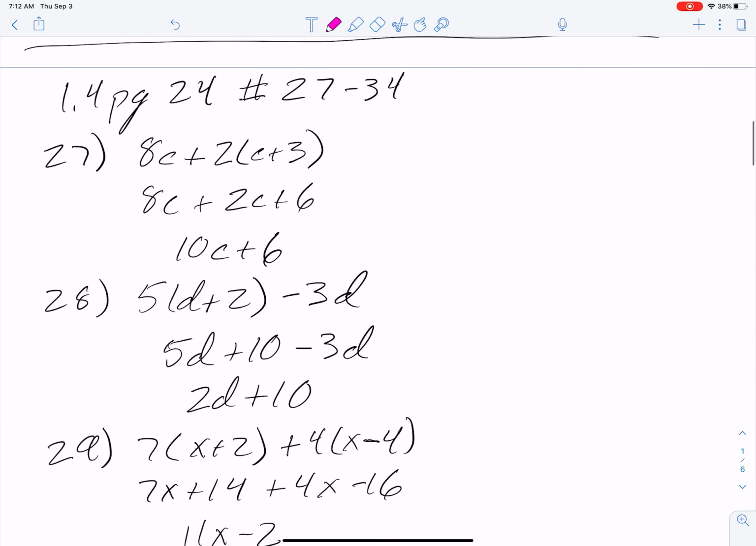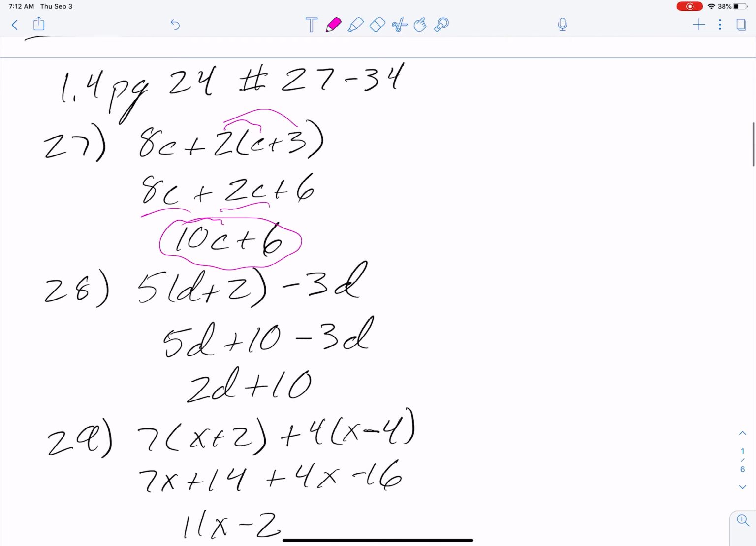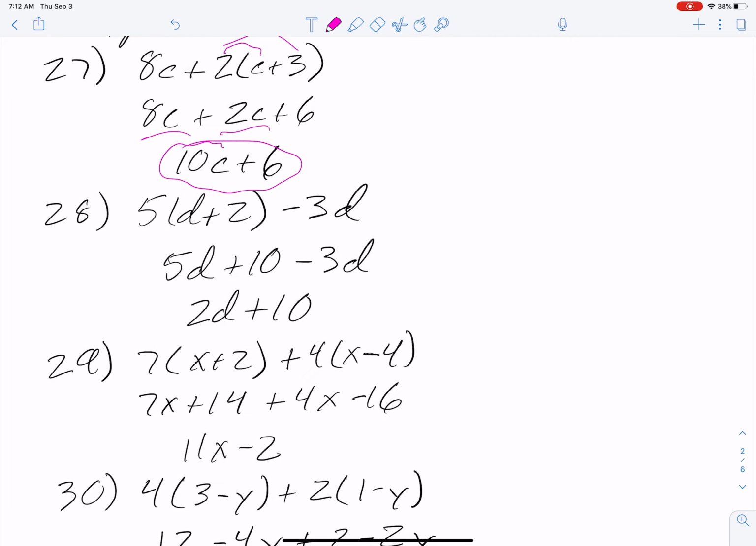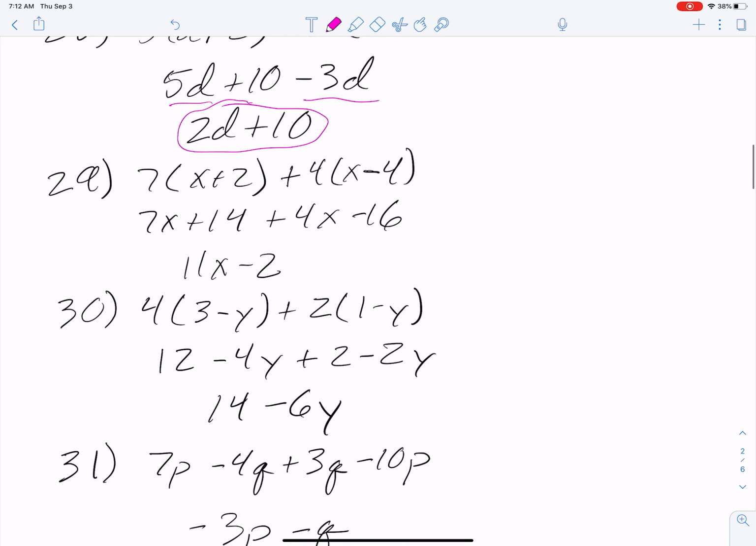So for 27, I've got to distribute first. After I've distributed, I've got to combine my like terms, resulting in an answer of 10c plus 6. Similarly, in number 28, I do my distribution. I end up with 5d plus 10 minus 3d. I've got my two like terms. I've got my final answer of 2d plus 10.